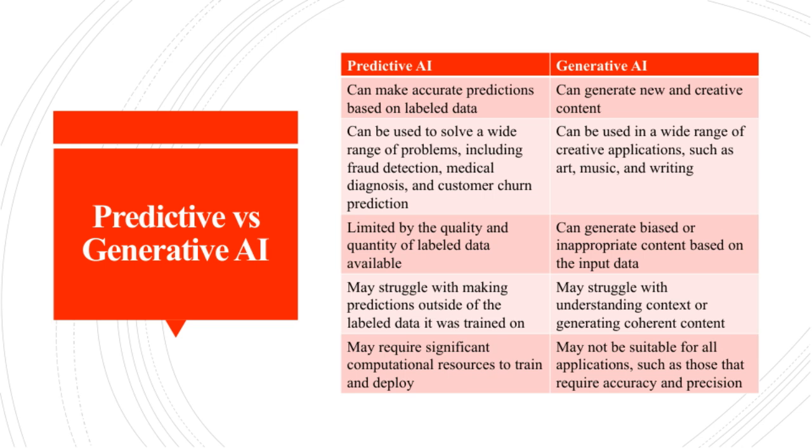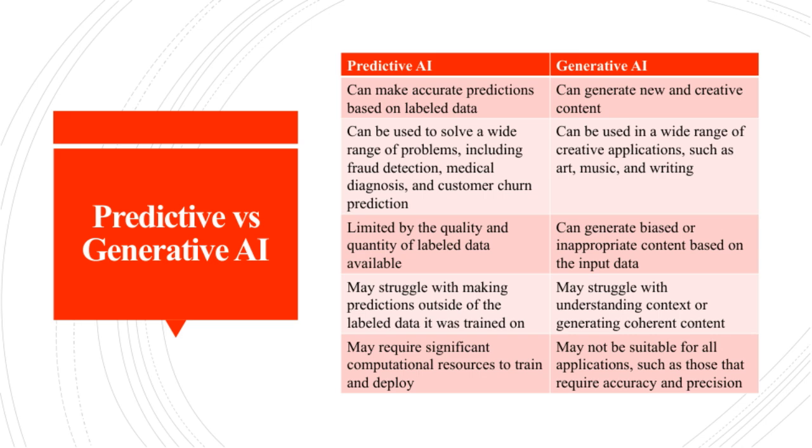When it comes to limitations, predictive AI depends heavily on the quality and quantity of labeled data available. If the data is limited or biased, the predictions may be less accurate. It also may struggle to make predictions outside of its trained data, which can be a challenge for unexpected scenarios.